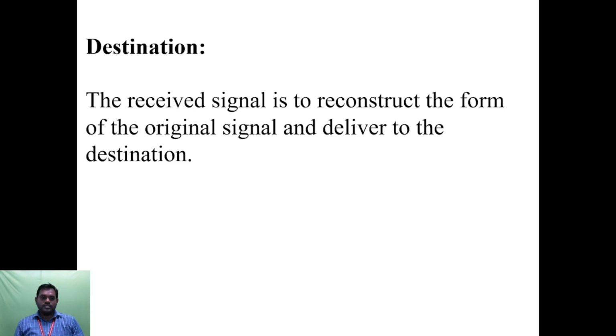So the destination receives the signal, reconstructs it into the form of the original signal, and delivers it to the destination. So this is the block diagram of a communication system. Next we will see amplitude modulation. First of all, modulation: there are three types of modulation, amplitude modulation, frequency modulation and phase modulation. Now we are going to discuss amplitude modulation along with its derivation.